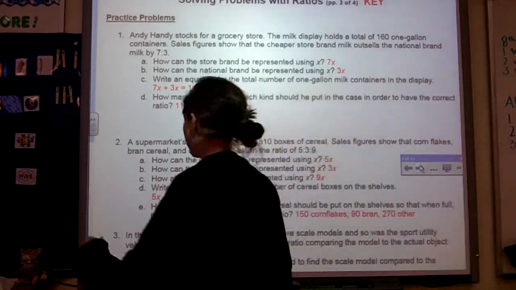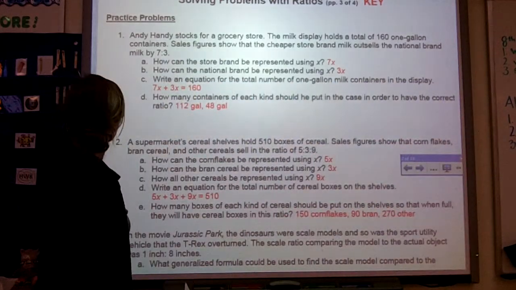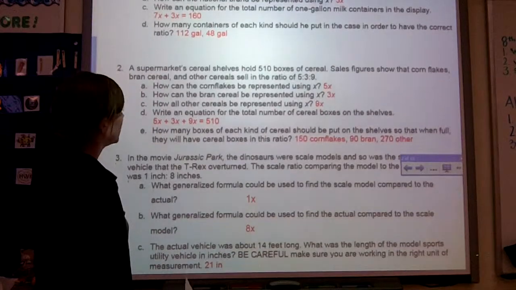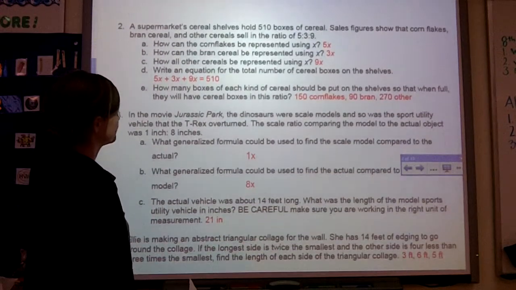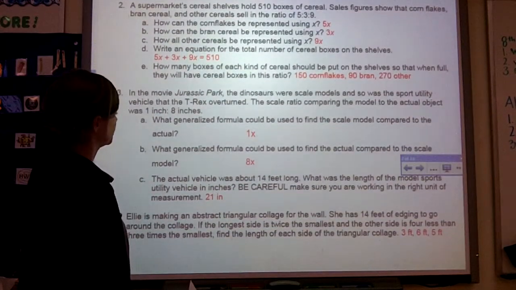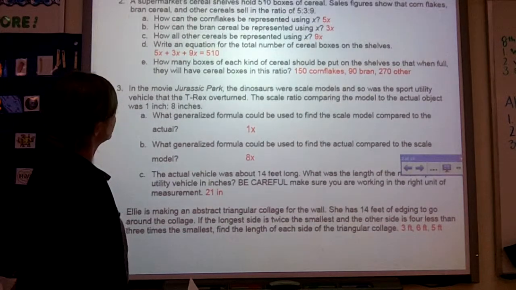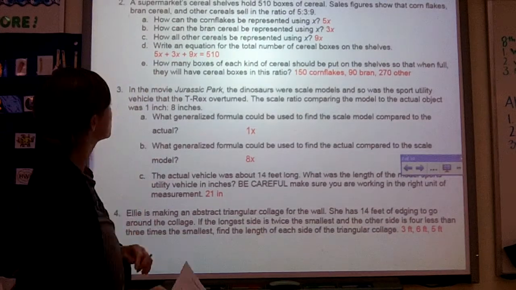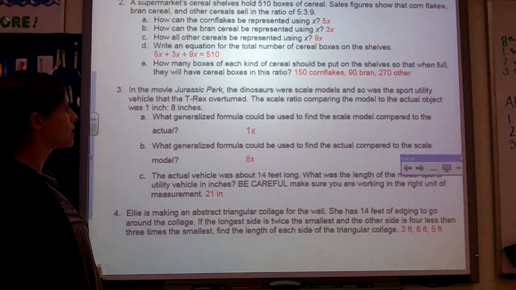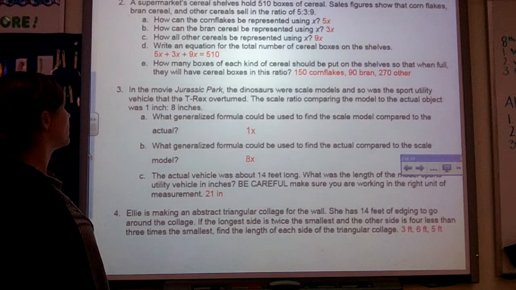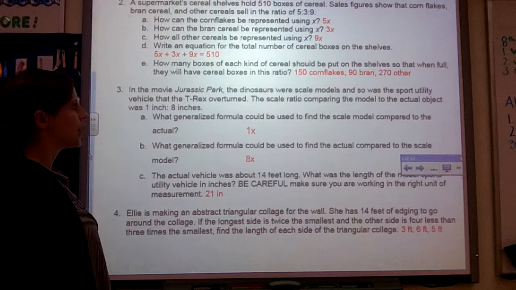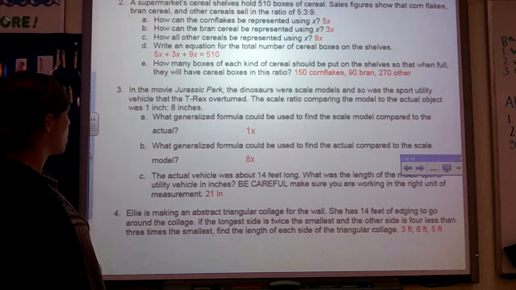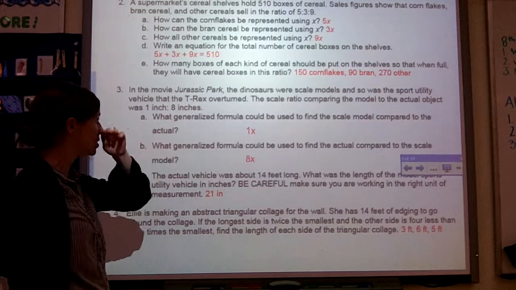In the movie Jurassic Park, hopefully you're keeping up. I'll leave this up like this so you can still see that last one. In the movie Jurassic Park, the dinosaurs were scale models, and so was the sport utility vehicle that the T-Rex overturned. The scale ratio comparing the model to the actual object was 1 inch to 8 inches.